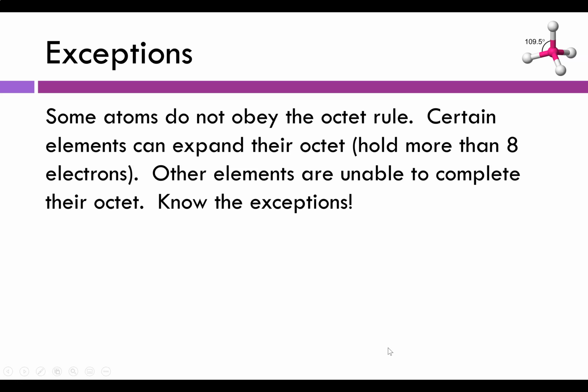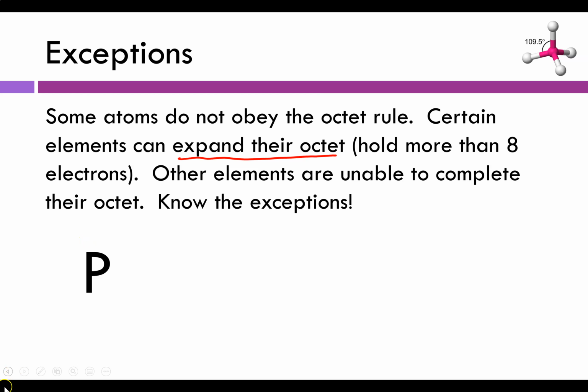So, just like I said here, some atoms do not obey the octet. Certain elements can expand their octet, and they can hold more than 8 electrons. Other elements are unable to complete their octet. They're just not able to wrangle all those electrons, and they have what look like incomplete octets. So you should know phosphorus is an exception.